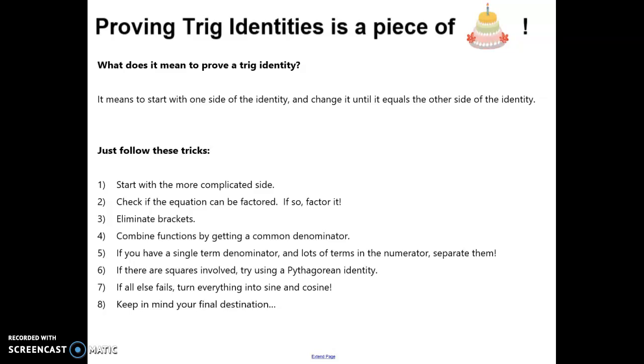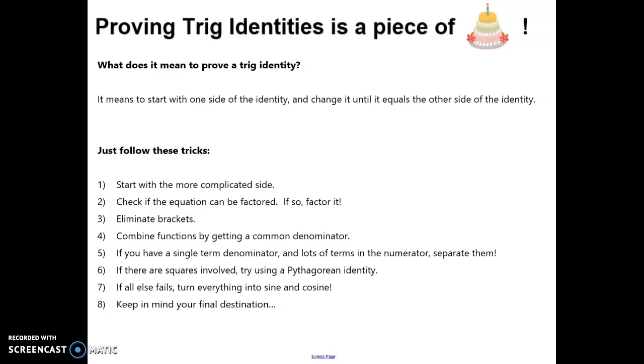So this is 6.1 continued. We're going to look at proving trig identities a little more in depth. So what does it mean to prove a trig identity? It means you start with one side of the identity and you change it until it equals the other side of the identity. Also remember that an identity is an equation that's always true. So it's already been proven to work for every possible situation.